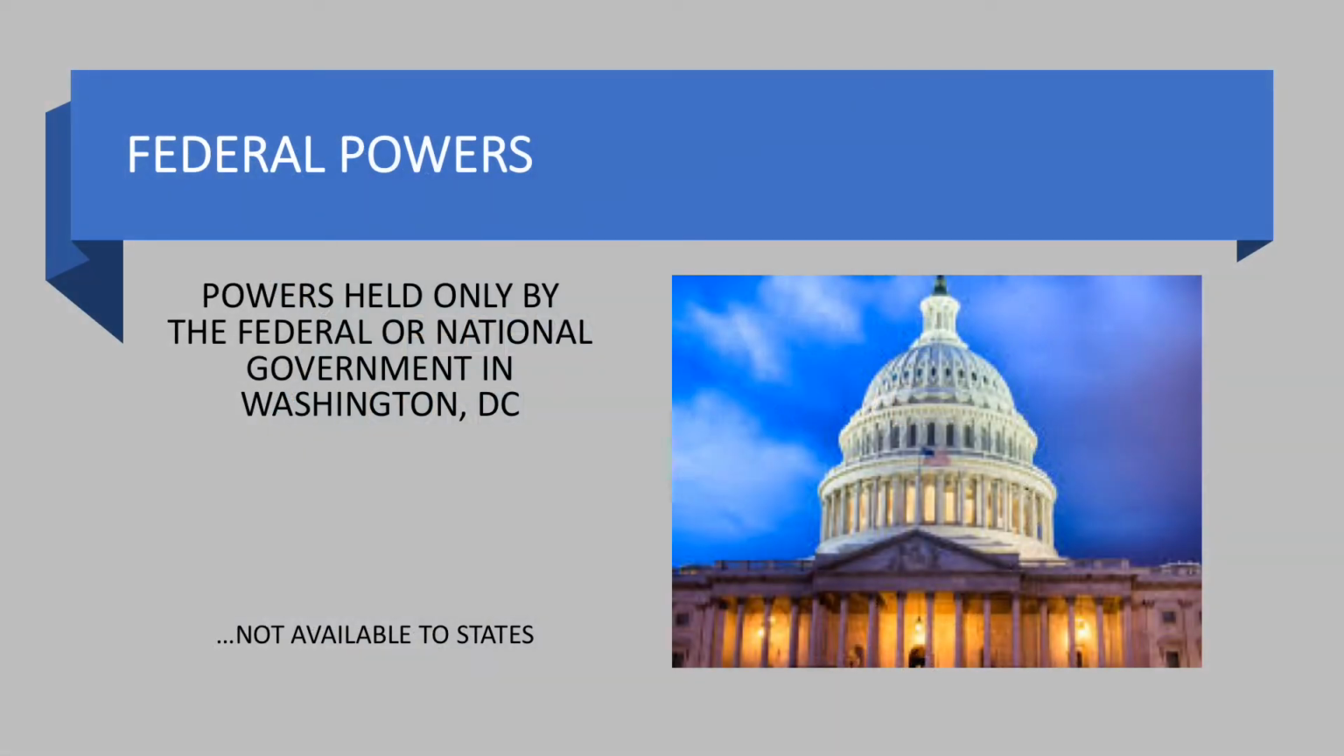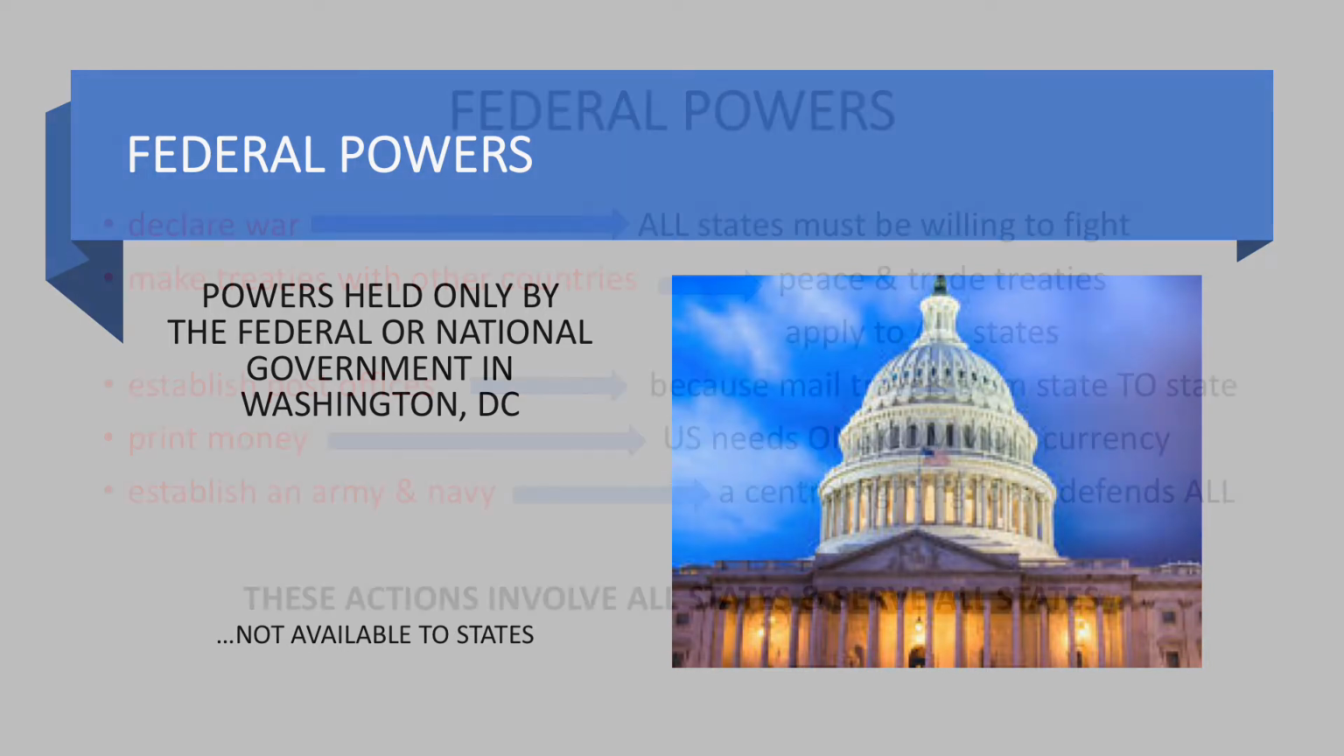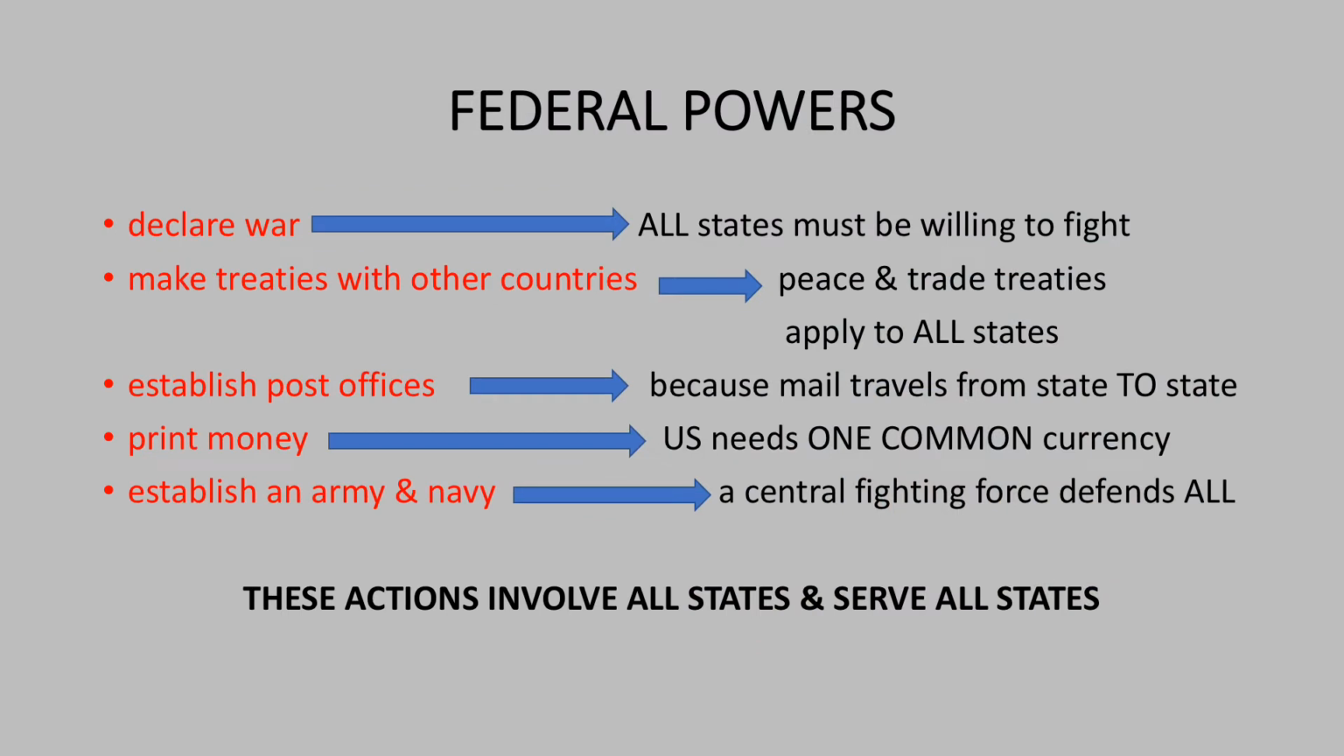So federal powers are powers that are held only by the federal or national government in Washington, D.C. These powers are enumerated in the Constitution, and they're not available to the states. So let's talk about what those powers are. The key federal powers, things that only the federal government can do, are kind of obvious, like declaring war. We don't want New Jersey declaring war against France because all the states must be willing to fight together, and so they have to act as a united states.